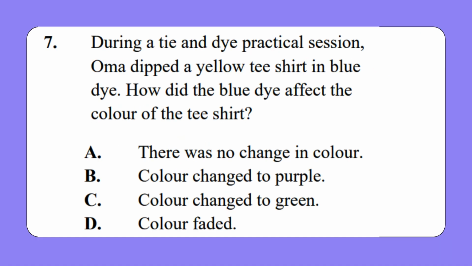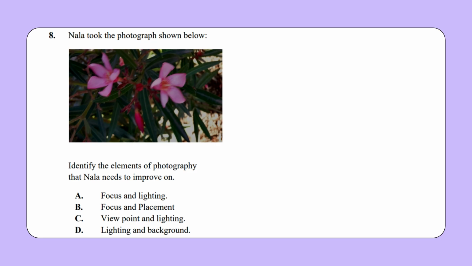7. During a tie and dye practical session, Omar dipped a yellow t-shirt in blue dye. How did the blue dye affect the color of the t-shirt? A. There was no change in color. B. Color changed to purple. C. Color changed to green. D. Color faded.